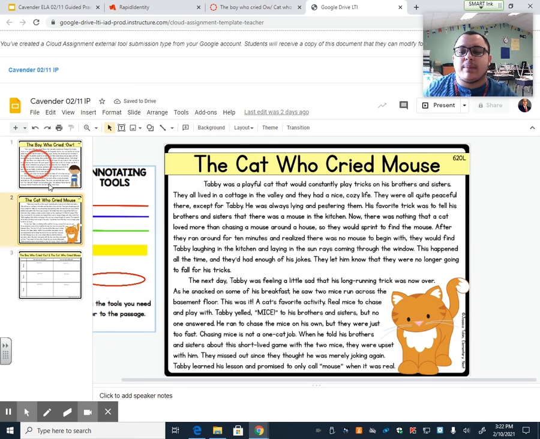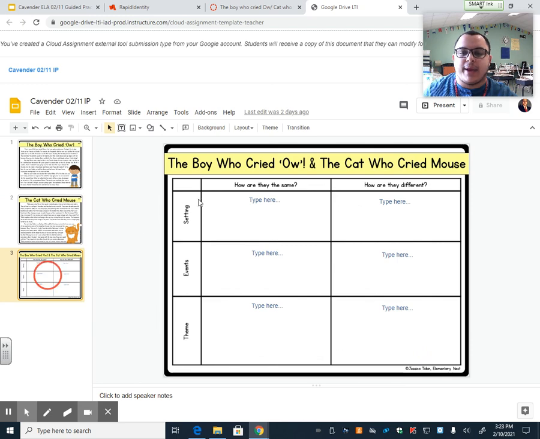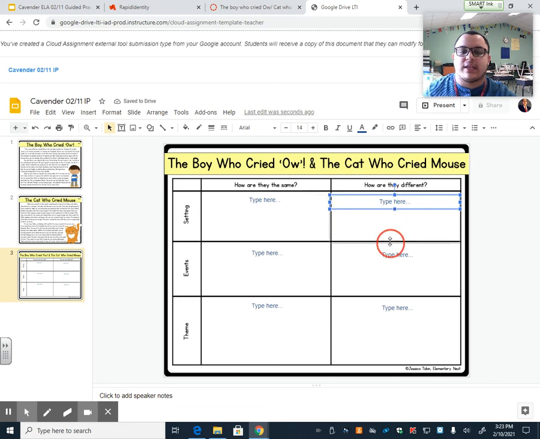You're going to be reading both of these, and then you're going to compare and contrast their setting, events, and theme. Remember, events is just another word for plot. So you're going to tell me how the two settings are the same. You're going to tell me how the two settings are different. Where do they take place? What time of day do they take place?